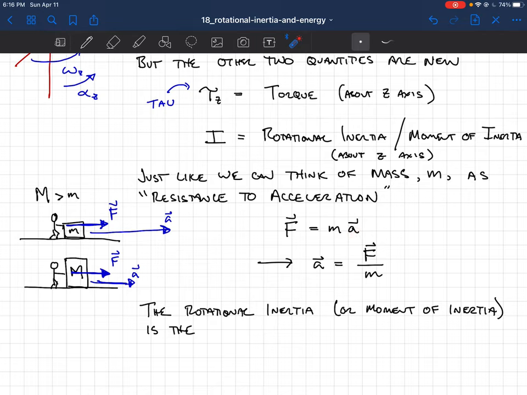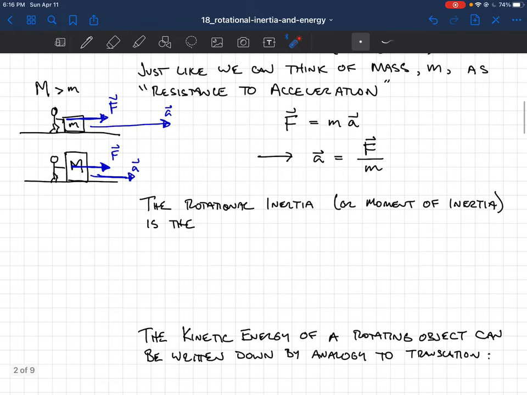So mass we sometimes call inertia. You may have heard that before. We haven't talked about it much before, but the mass of an object is often called the inertia of the object, and that's what it means, resistance to its acceleration. So in Newton's second law for rotation, the rotational inertia serves the same role. So we have this torque z, it's really the sum of all the torques, is equal to I alpha z. So this is the angular acceleration.